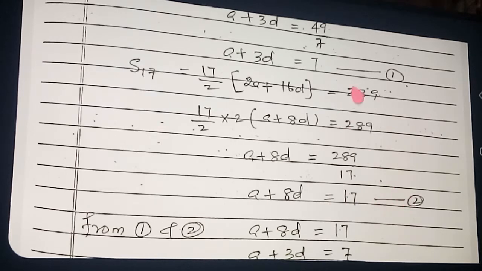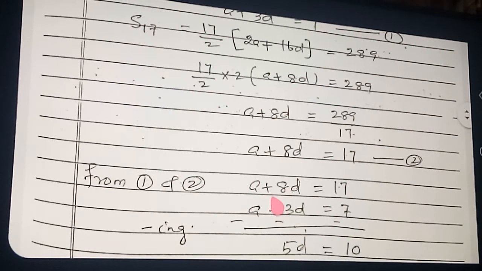So a plus 8d is equal to 17. So now go to these two equations we got. Okay, no need to multiply any terms; directly you will get the answers. See here, the first equation is a plus 3d is equal to 7. The second equation is a plus 8d is equal to 17. Okay, so solve these two equations. a plus 8d is equal to 17 and a plus 3d is equal to 7.